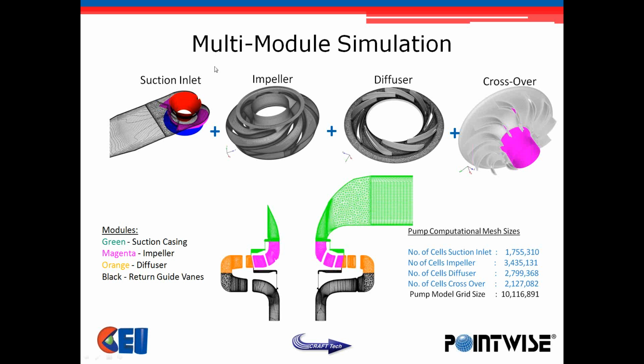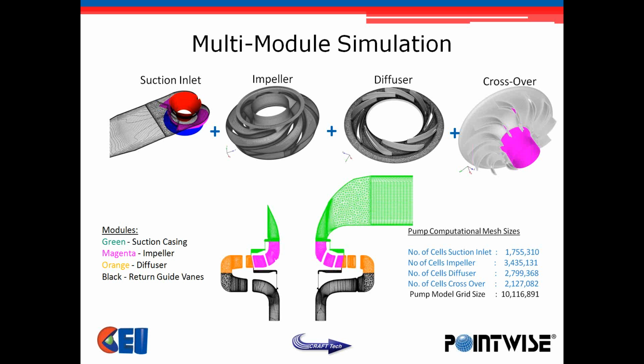We have an intermodule boundary condition in between each that handles the communication between each of these modules. So each of these solver modules are operating on their own processors, and what that allows us to do, first of all, Travis mentioned some of the benefits to the grid generation.